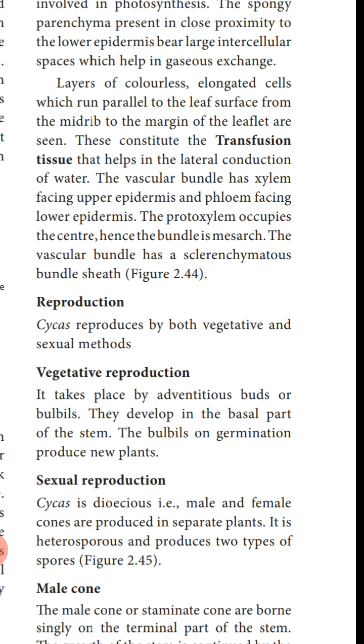Next, we are going to study reproduction. Now, Cycas reproduces by both vegetative and sexual methods, but the most common method is the vegetative method. Cycas plants are dioecious. Dioecious means the male reproductive organ, the male cone, is present in one plant, and the female reproductive organ is present in another plant. And it is found that more male plants are present in the northern regions of India.